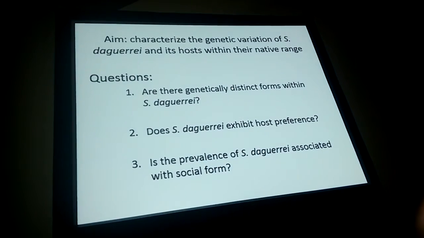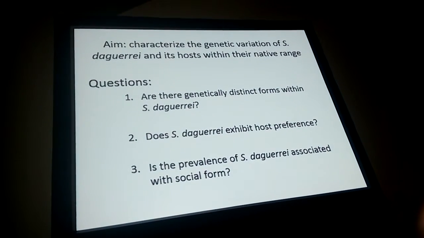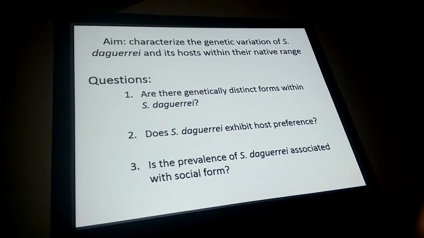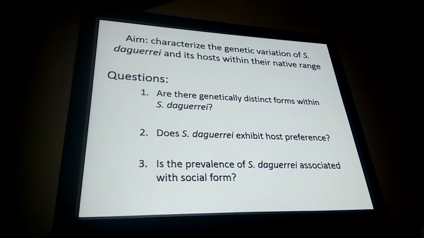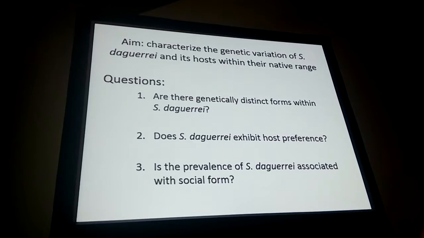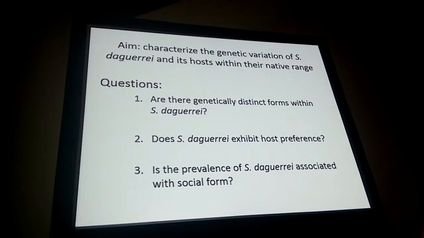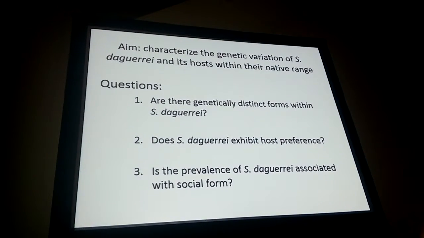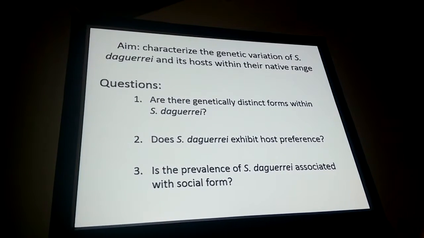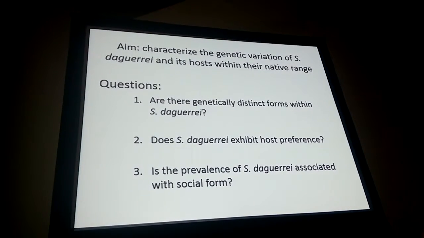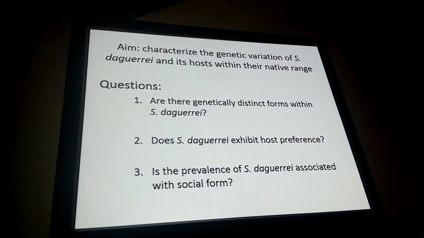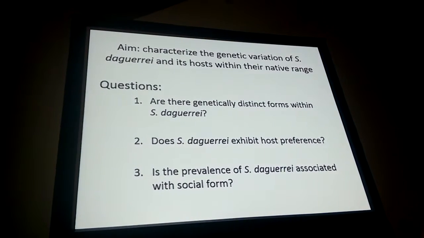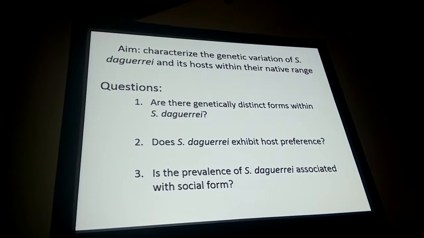So with that, the aim of this study was to basically characterize the genetic variation of Daguerreae within its host range, or native range, including the host, and answer three major questions. Are there genetically distinct forms within Daguerreae? Do we see any evidence of host specificity? And does the prevalence of Daguerreae correspond with the social form of its host?